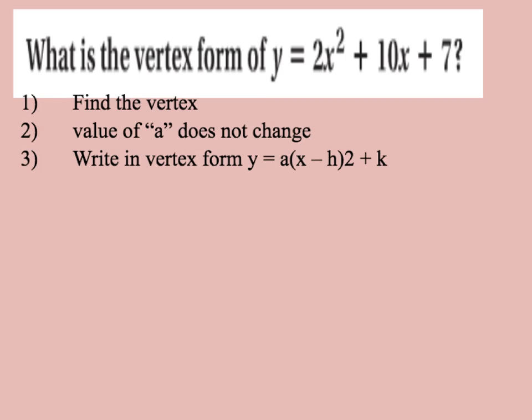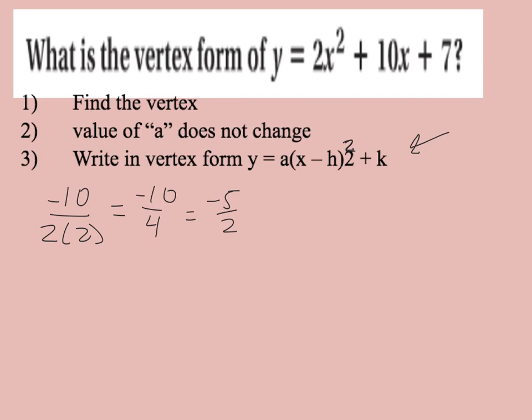And last but not least, if I have standard form and I want to change it so that it is in vertex form, remember this is your vertex form. The first thing you want to do is figure out what your vertex is. It's the opposite of b over 2 times a. So in this case I had negative 10 over 4, which would be negative 5/2.